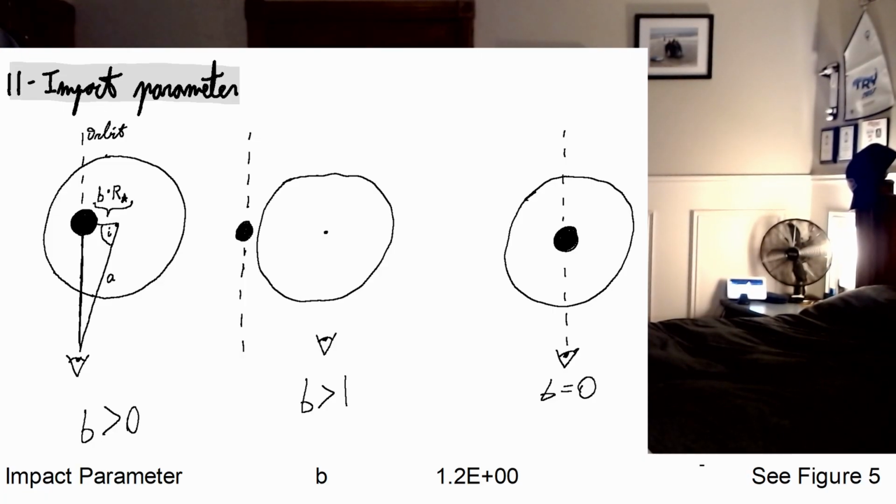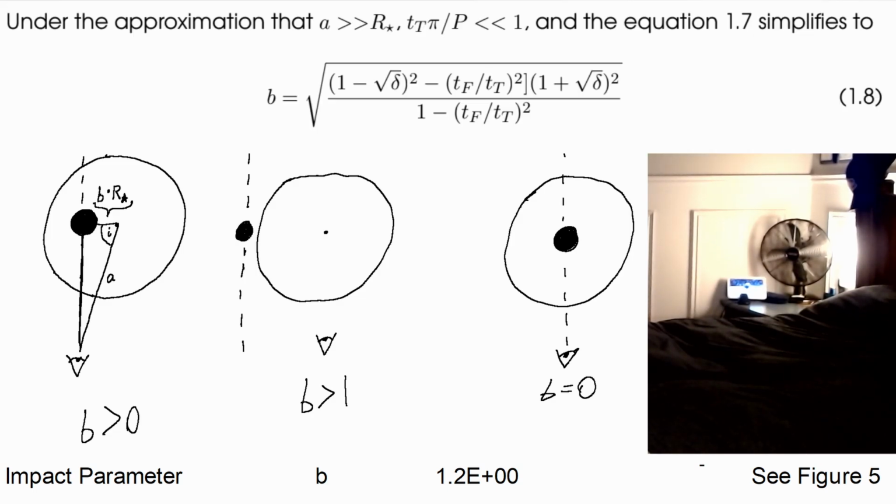It must be noted that this value is inaccurate, as an impact parameter above 1 means the planet does not pass in front of the star, which is not the case for this planet. This can be explained by the approximations which are necessary to use the following formula, such as the total transit time times pi being much smaller than the orbital period.